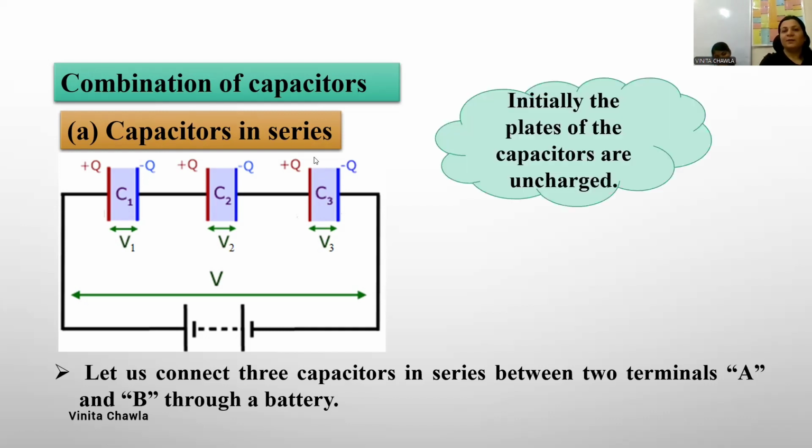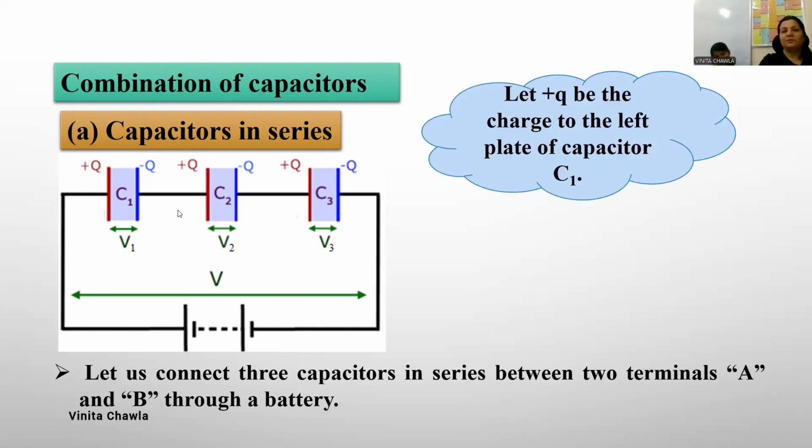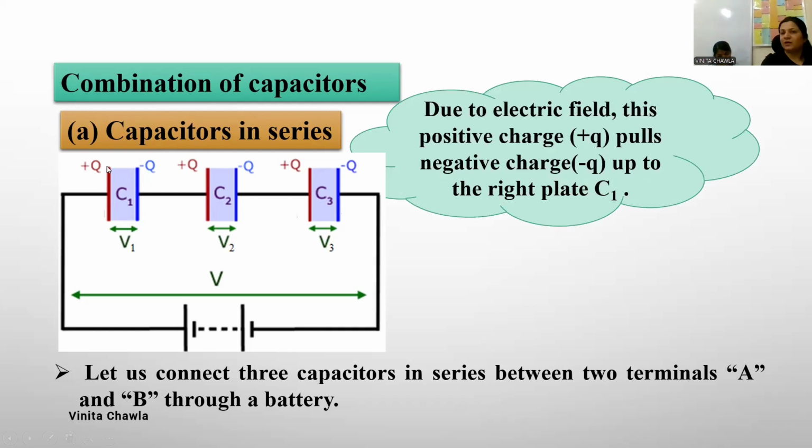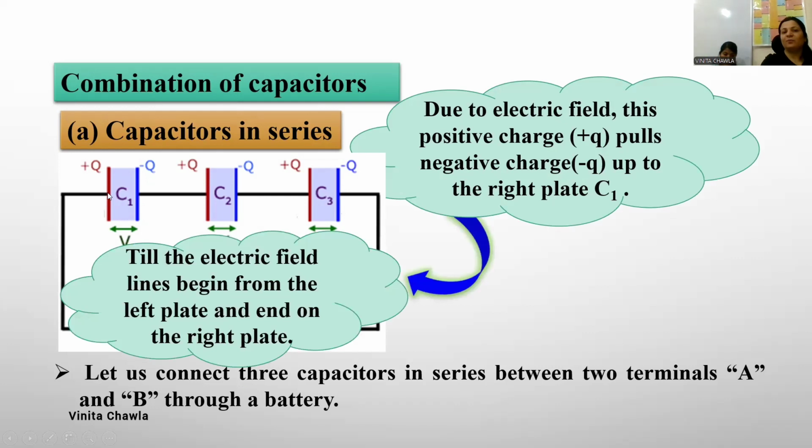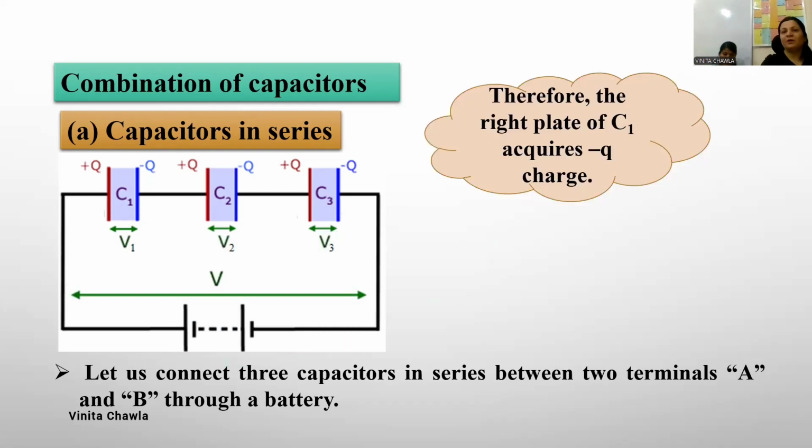Initially, the plates of the capacitors are uncharged. There is no charge initially on the capacitors. But when we see this plate of the capacitor C1, this red plate, it is connected to the positive terminal of the battery. Due to the electric field, this positive charge pulls negative charge up to the right plate of C1, till the electric field lines begin from the left plate and end on the right plate. Therefore, the right plate of C1 acquires negative charge, negative Q.